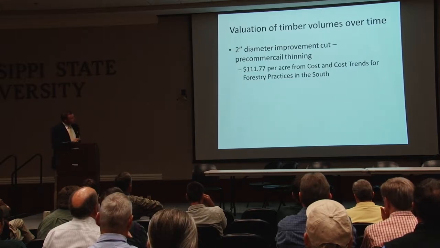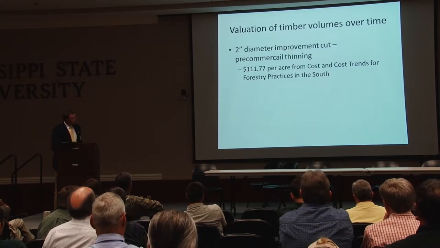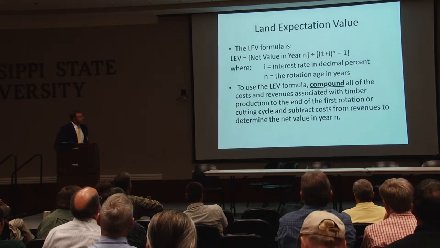Again, I mentioned that the 2-inch diameter improvement cut for the even age stand is not going to be a revenue, that's going to be a cost. And then how to value this?